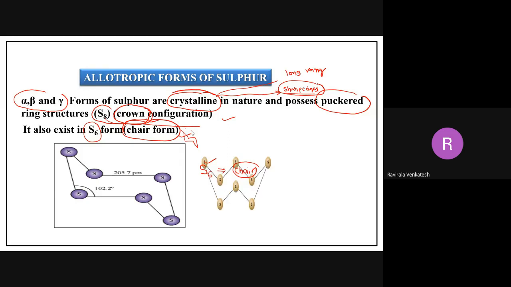Next, if you observe beta, this is the crown ring structure, isn't it? It looks like a crown ring. Queen Victoria wore this type of ring, isn't it? So this is called the crown ring structure. See how many sulfur atoms you have in this: 1, 2, 3, 4, 5, 6, 7, 8 sulfurs are there. Now this is S8, isn't it? This is S8 beta.